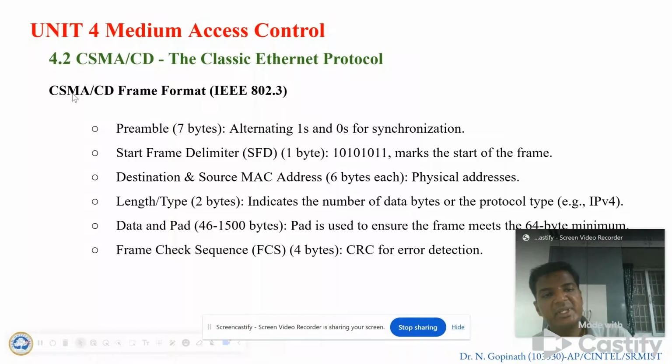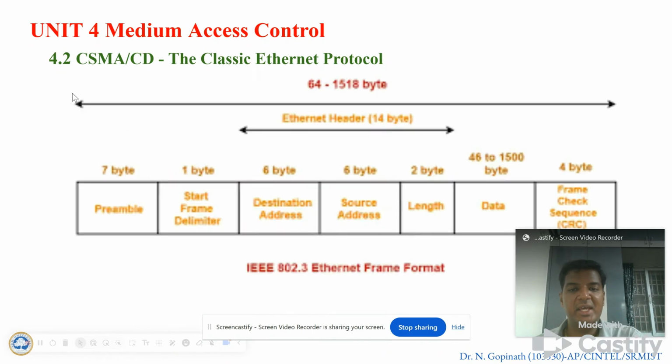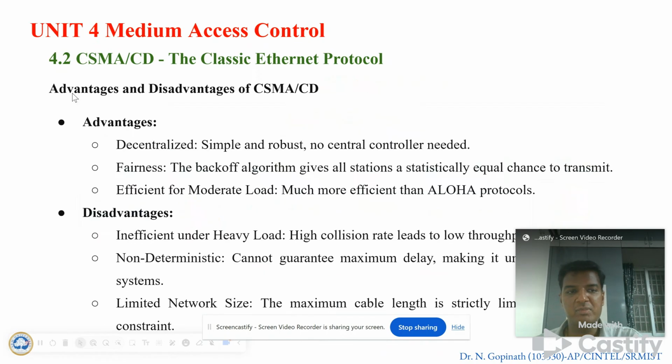And here is the IEEE 802.3 frame format for CSMA/CD. The fields are preamble 7 bytes, start frame delimiter 1 byte, destination and source MAC address 6 bytes each, length and type is 2 bytes, data and pad 46 to 1500 bytes, frame check sequence is 4 bytes. CRC is used for error detection, and this is a pictorial representation of the IEEE 802.3 Ethernet frame format.